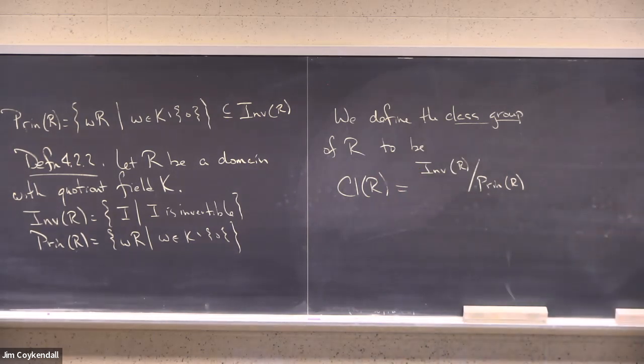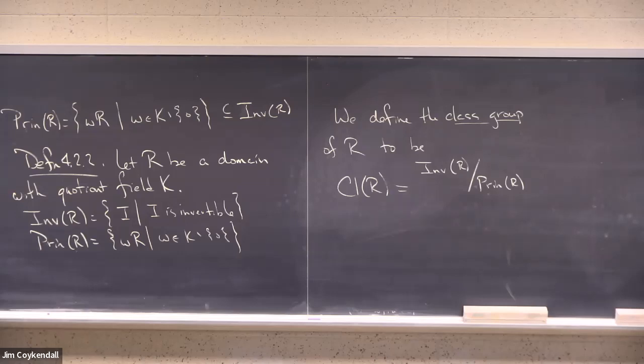Of course, print R is a subgroup of Inv R. It's normal because everything's abelian, and so you can do this quotient group. How many of you have ever encountered a class group in your travels? I bet you two in a number theoretic set, right? This is a very popular thing to do in number theory.